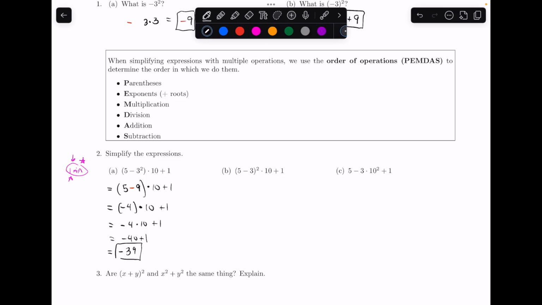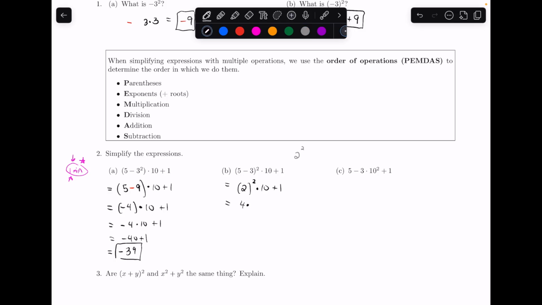All right. For B, what changes is where the exponent is. Now the exponent's outside of the parentheses. I still got the parentheses, and I got to deal with that first. So 5 minus 3 is just 2. I got to do 2 and then square that, times 10 plus 1. What's parentheses 2? It's just 2. So I do 2 and then square that. That's going to be 4.